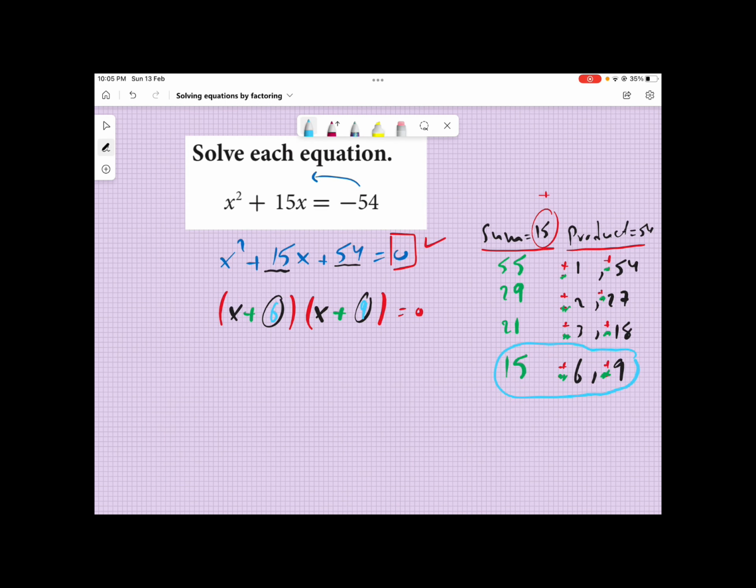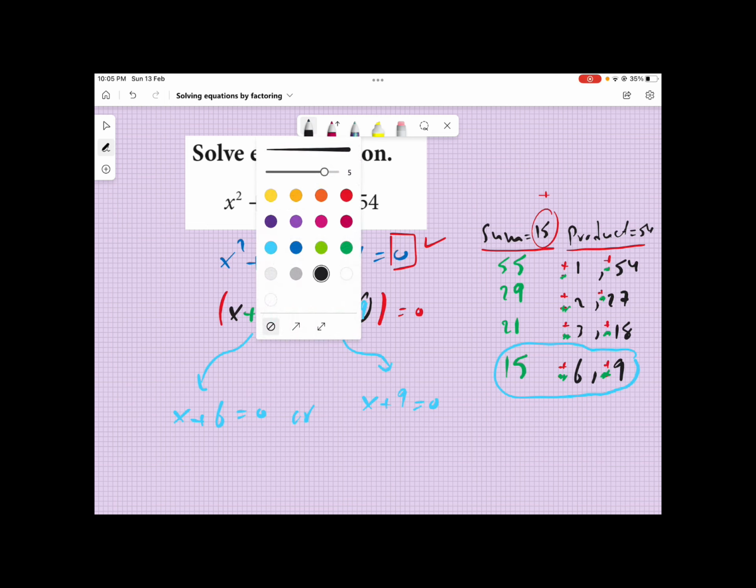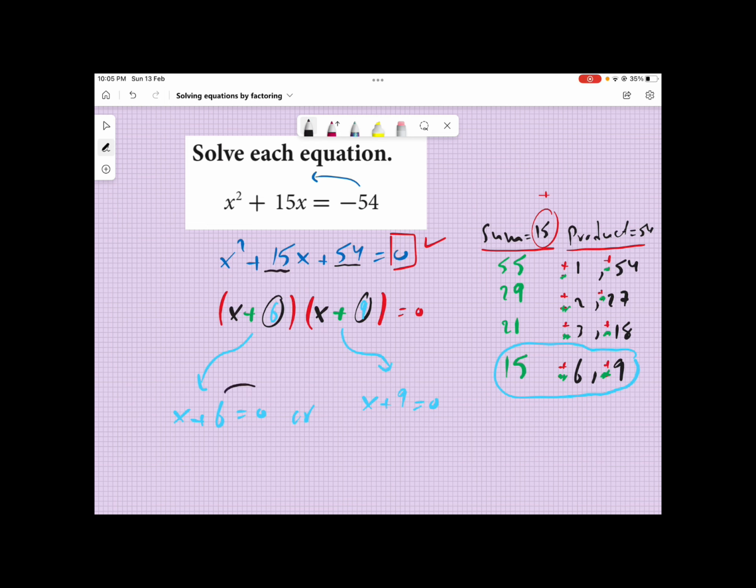How do you solve it? According to the zero product property, either x plus 6 is equal to 0 or x plus 9 is equal to 0. Transpose 6 to the other side, then x equal negative 6 or x equal negative 9.